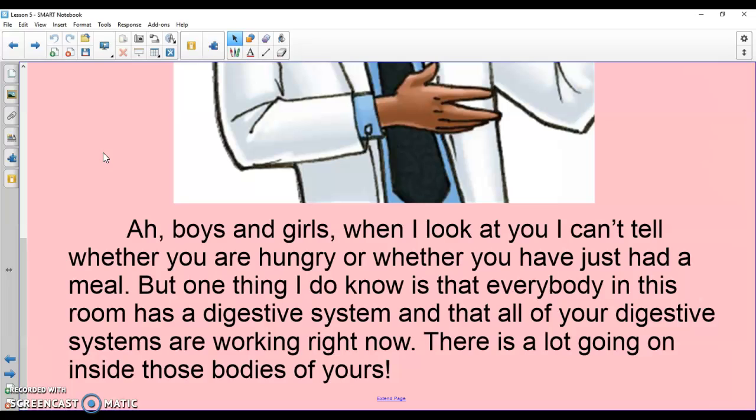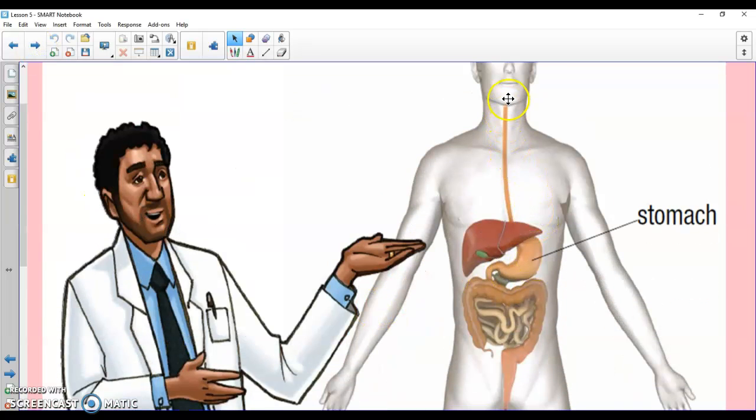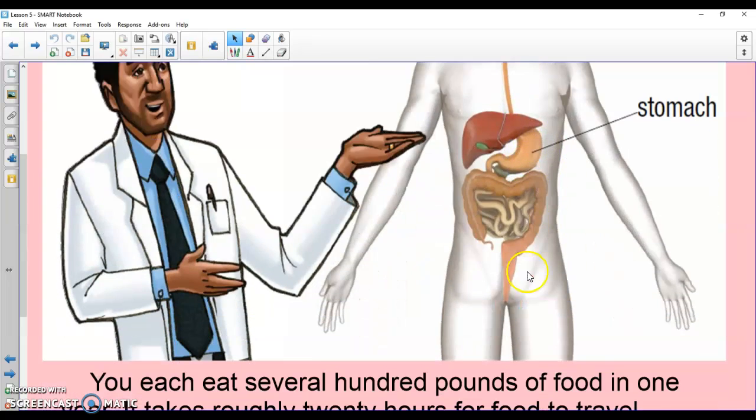Boys and girls, when I look at you, I can't tell whether you are hungry or whether you have just had a meal. But one thing I do know is that everybody in this room has a digestive system, and that all of your digestive systems are working right now. There is a lot going on inside those bodies of yours. So here's the stomach. This is the esophagus. And then it goes into your stomach.